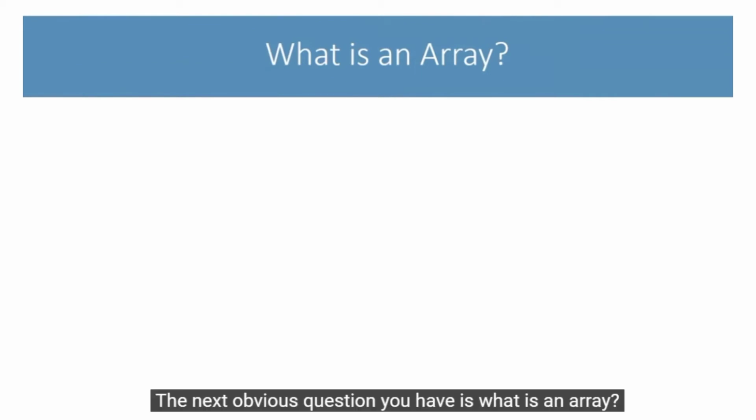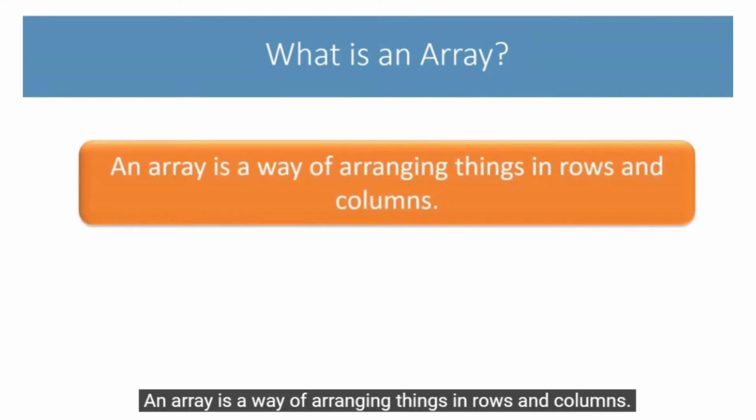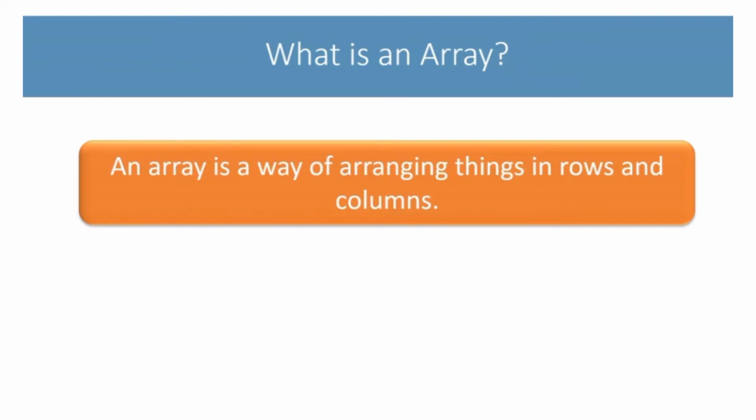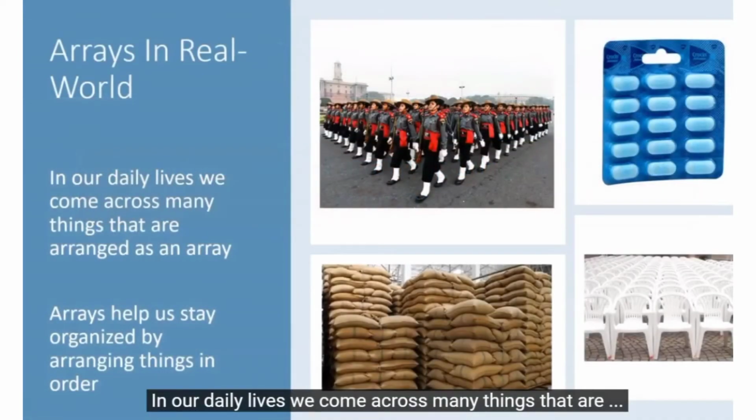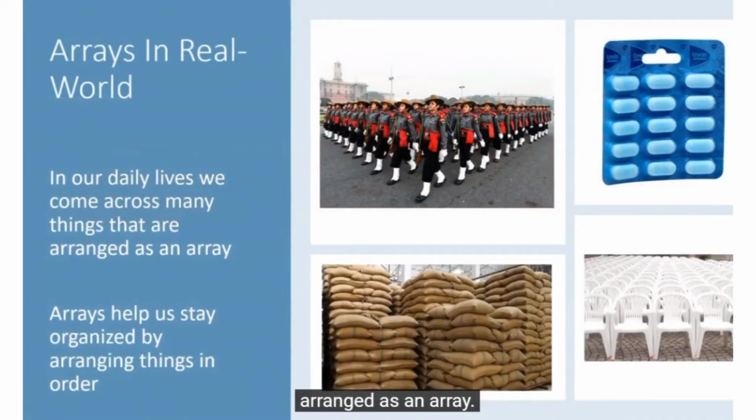The next obvious question you have is: what is an array? An array is a way of arranging things in rows and columns. In our day-to-day lives, we come across many things that are arranged as an array. Let's quickly look at a few examples.